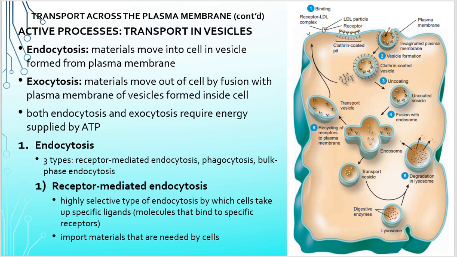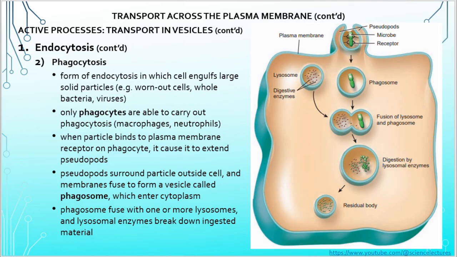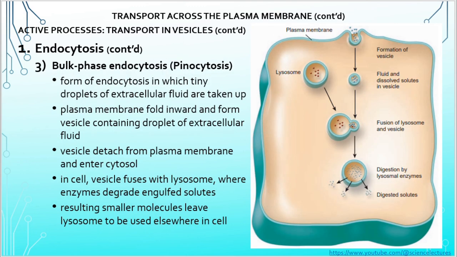Receptor-mediated endocytosis and phagocytosis are more like a form of cell eating, where we take in more solid material, and pinocytosis is more like cell drinking. The cells take up fluids in pinocytosis.